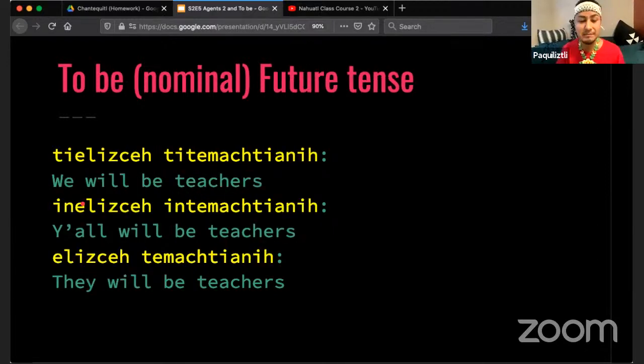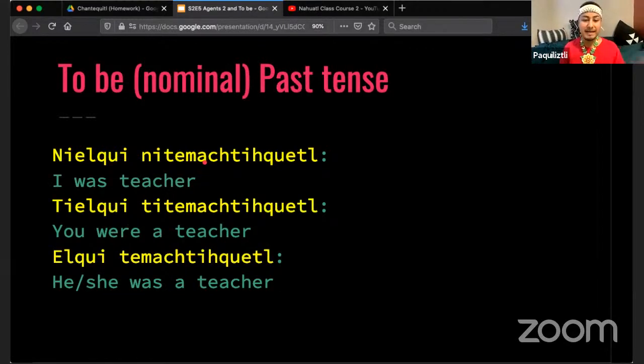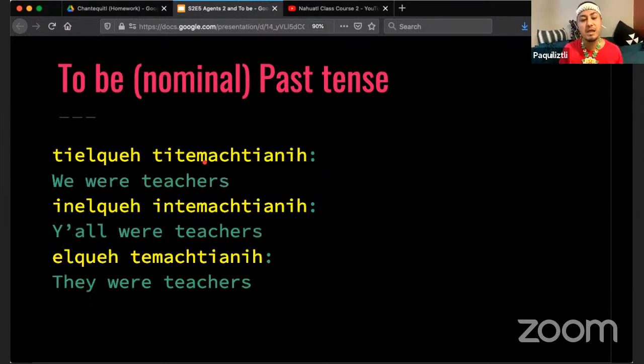In elise, in temachtiani, y'all will be teachers. And elise temachtiani, they will be teachers. So these have to match. If this is plural, this has to be plural. Okay. In the past tense, it's ni elki ni temachtiket, I was a teacher. Ti elki ti temachtiket, you were a teacher. Elki temachtiket, he or she was a teacher. Ti elke ti temachtiani, we were teachers. In elke in temachtiani, y'all were teachers. And elke temachtiani, they were teachers.